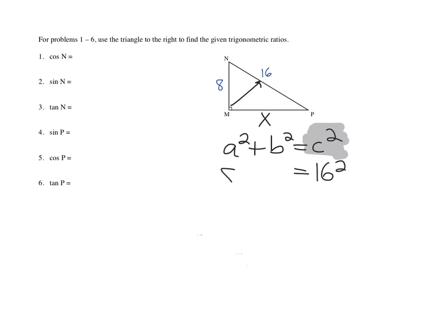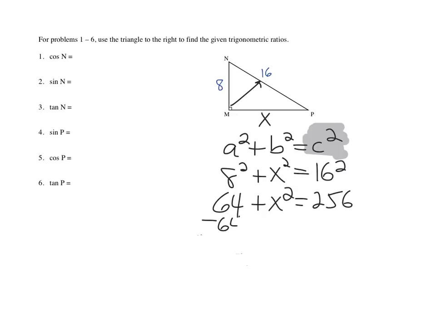So I'm going to go a squared, 8 squared, plus b squared, that's x squared, that equals 16 squared. Do on your calculator, 8 squared is 64. Do on your calculator, 16 squared is 256. So we're going to solve for x by subtracting 64 on both sides. So I have x squared equals 256 minus 64, or 192.